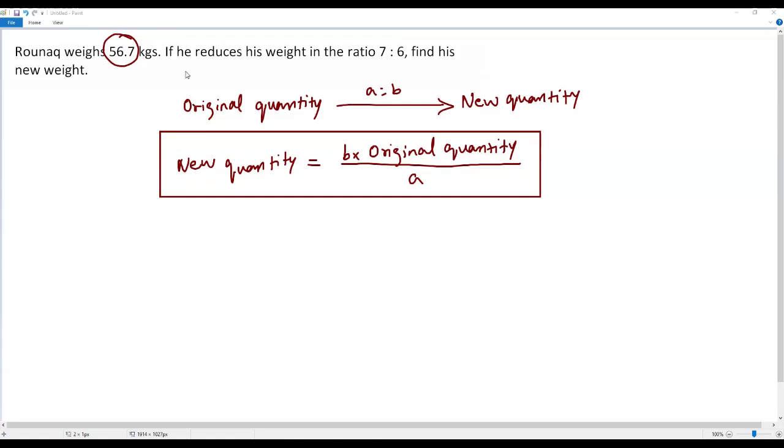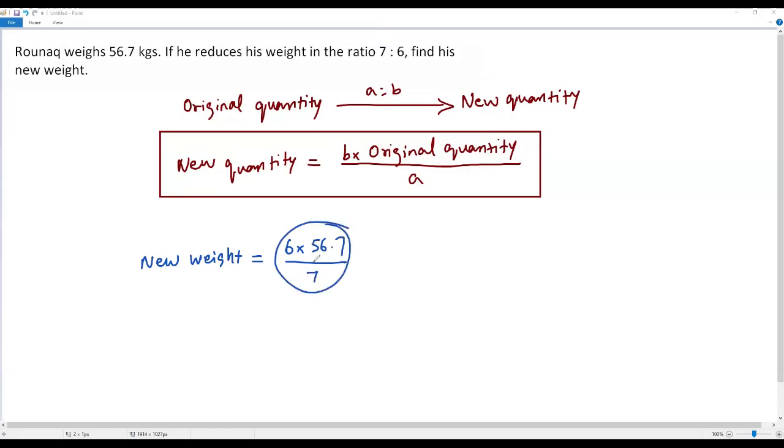Okay, now let's find the new weight of Rounaq. New weight of Rounaq equals, according to the formula I have explained, I have to take the second term of the ratio. In our ratio, the second term is 6. It has to be multiplied by the original quantity, the existing weight of Rounaq, that is 56.7. It has to be divided by the first term of the ratio, that is 7.